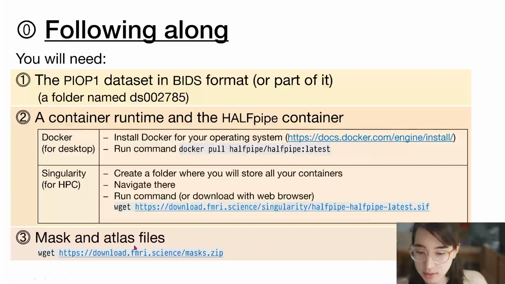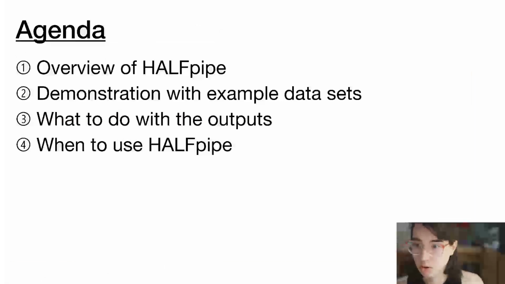And the other thing that we need is the mask and atlas files, because HALFpipe doesn't come with those. So you have to download them separately. And usually you would do this as part of making your research plan.